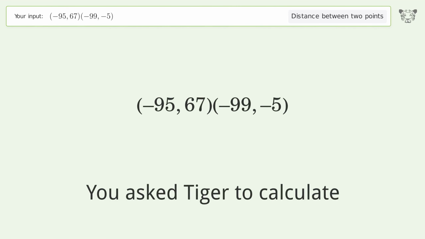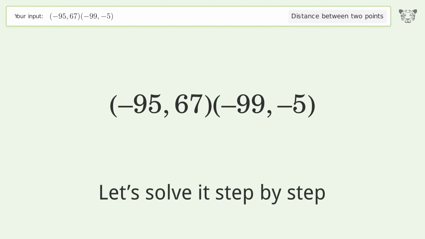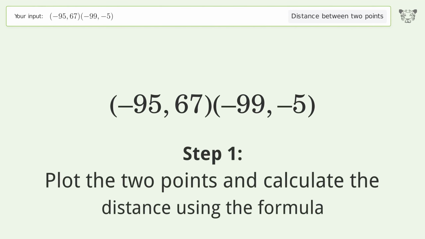You ask Tiger to calculate. This deals with the distance between 2 points. The distance between the 2 points is the square root of 5,200, or 72.111. Let's solve it step by step. Plot the 2 points and calculate the distance using the formula.